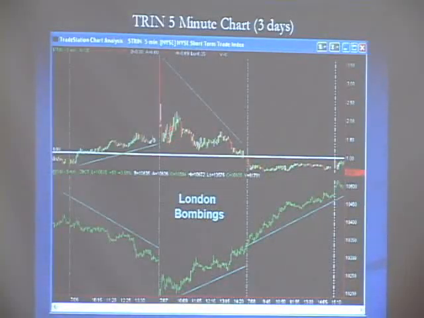Another question I had during the break was, is this information that you can use for swing trading, or is this primarily day trading? Well, the stuff that we're looking at here is day trading, but for swing trading, some of the things that we'll look at are the 10-day moving average of the put-call ratio. And you can use that for swing trading, and that's something that we'll cover later in the seminar.